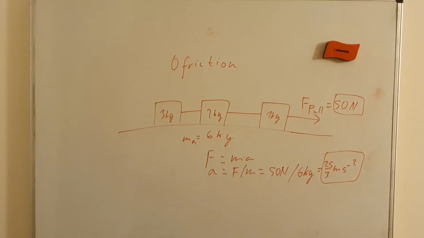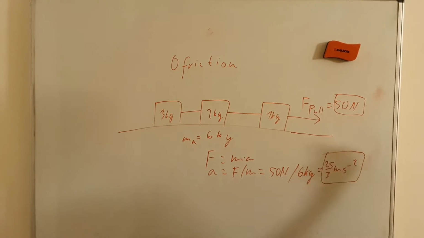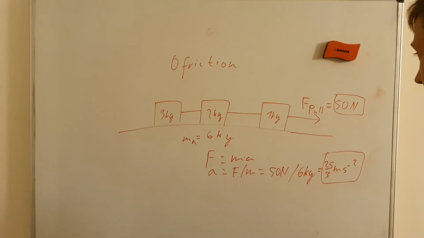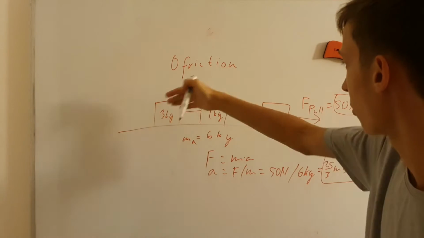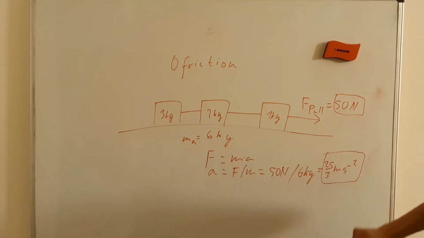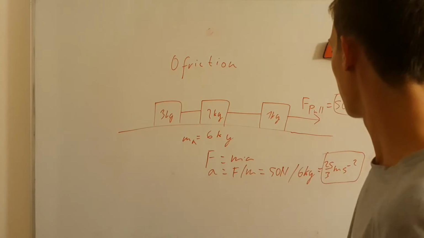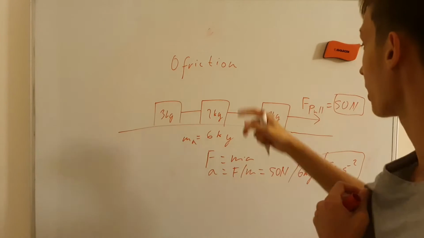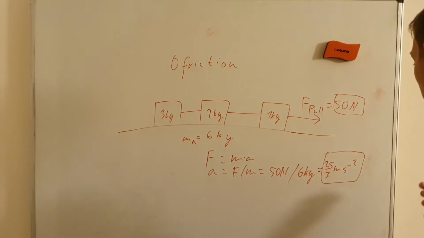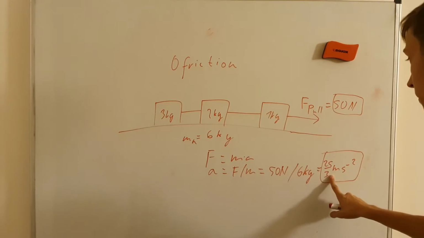And now, from that, I can imagine at what rate this entire system accelerates when 50 newtons is applied to it. When there's a set of carriages of a train or something, they together have 6 kilograms, and the 50 newton force is pulling them towards the front. There's no friction, there's nothing keeping them back. Well, there's actually quite high acceleration.